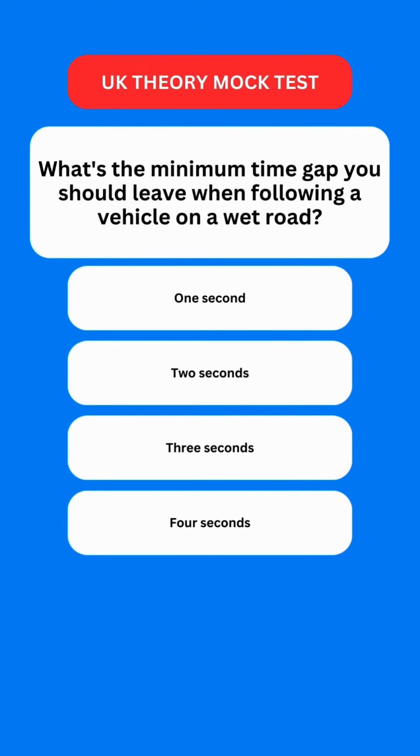Next question is, what's the minimum time gap you should leave when following a vehicle on a wet road? Options are 1 second, 2 seconds, 3 seconds, or 4 seconds. Correct option is the last one, 4 seconds.